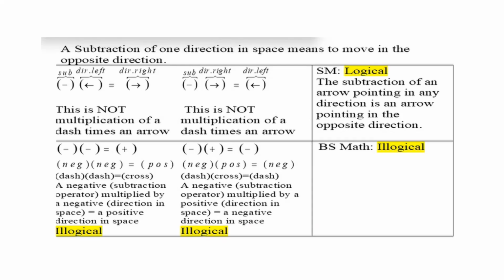In BS illogical math, a dash times a dash equals a cross. A negative times a negative is a positive. A negative subtraction operator multiplied by a negative direction in space equals a positive direction in space. This is totally illogical. And a negative times a positive equals a negative. A dash times a cross equals a dash. So a negative subtraction operator multiplied by a positive direction in space equals a negative direction in space. BS math is illogical.